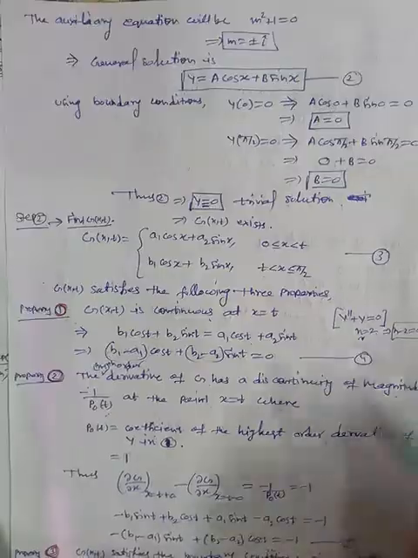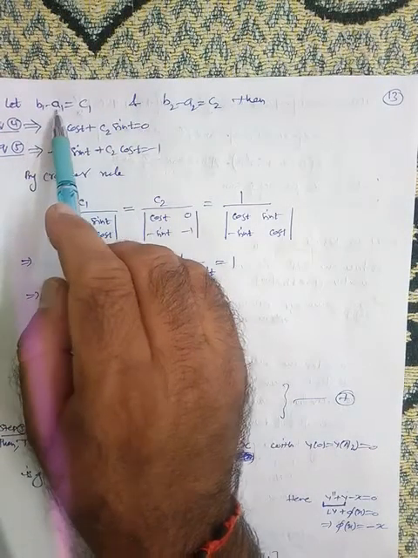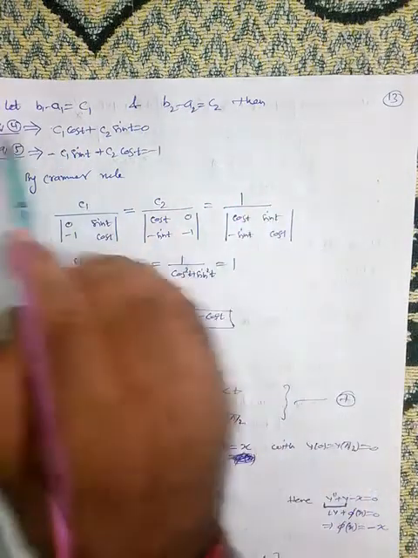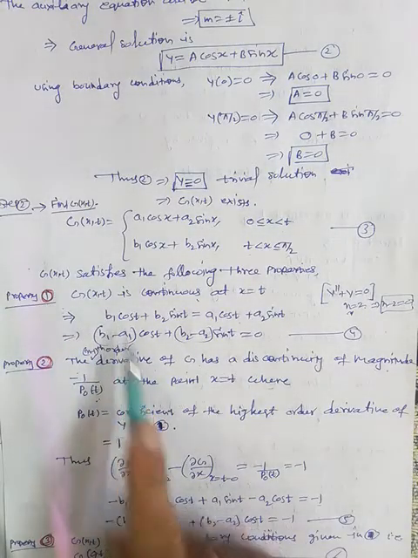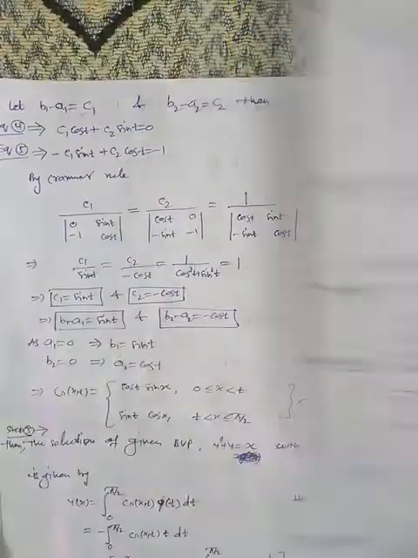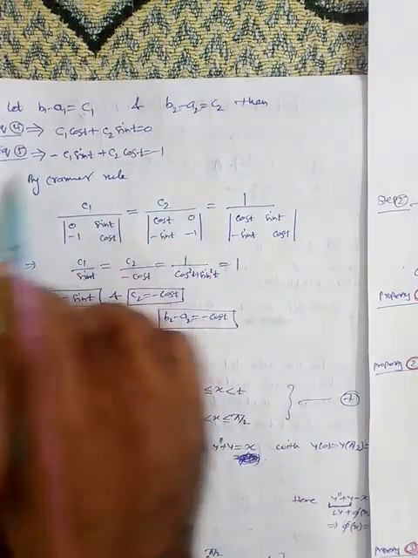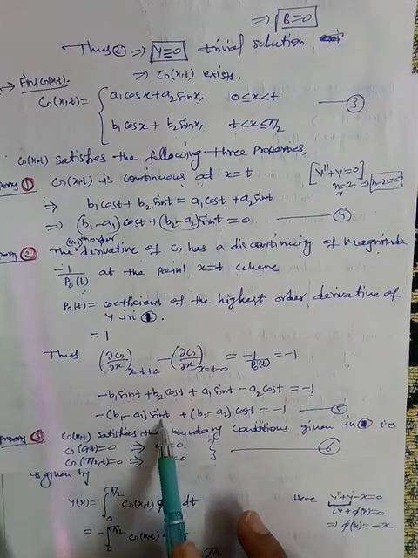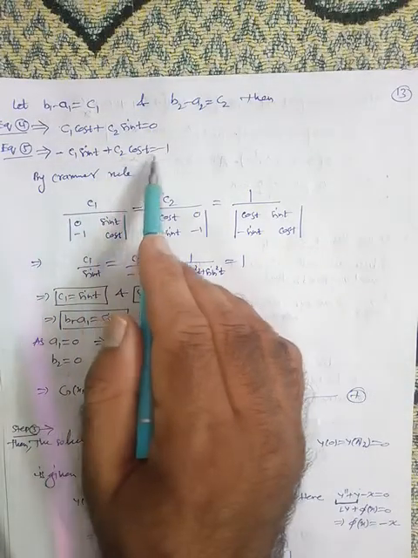Okay, so to find the solution, suppose we assume that b1 minus a1 is a new constant c1, and b2 minus a2 is a new constant c2. Then equation number 4 gives c1 cos t plus c2 sin t is 0. Similarly, equation number 5 gives minus c1 sin t plus c2 cos t is minus 1.